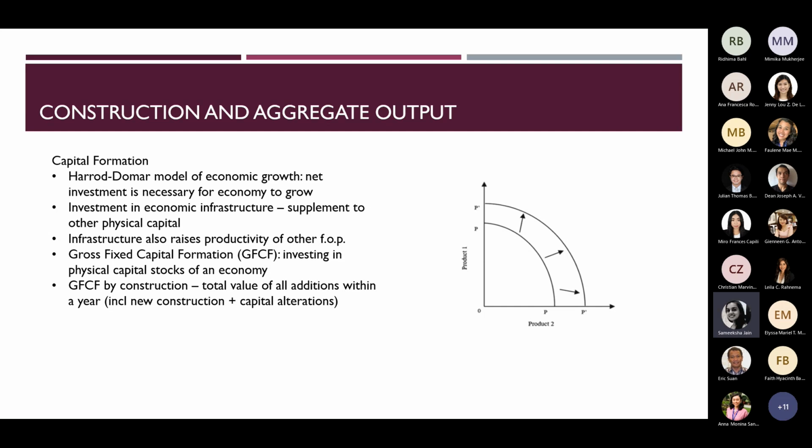So the higher productivity in turn then attracts more resources, that is more investments in production, which will further contribute to higher levels of output, profitability of production, income, as well as employment in these sectors. So the process of investment in physical capital stocks of an economy, including infrastructure, is therefore measured by the gross fixed capital formation. And when we talk of GFCF by construction, we refer to the total value of additions in construction made within a year, which includes both new construction as well as capital alterations.